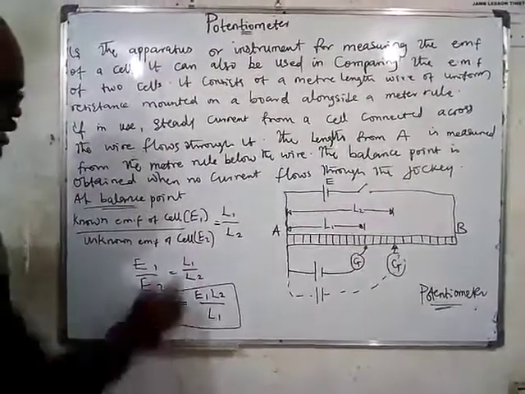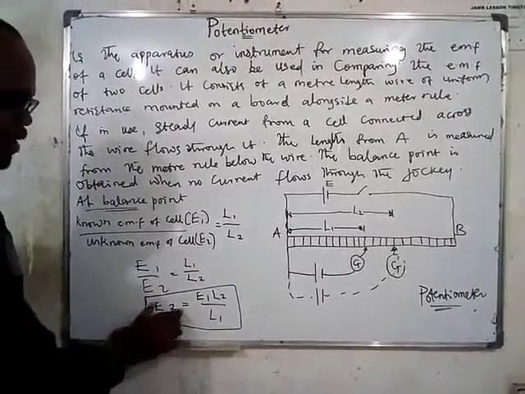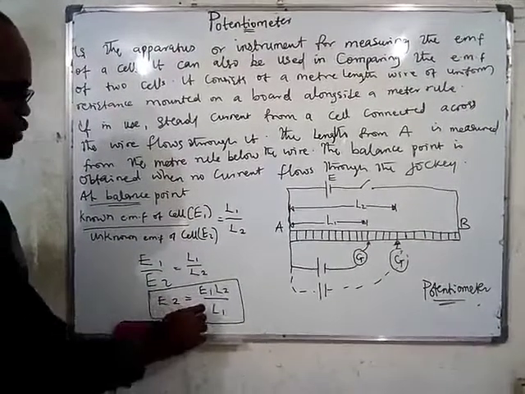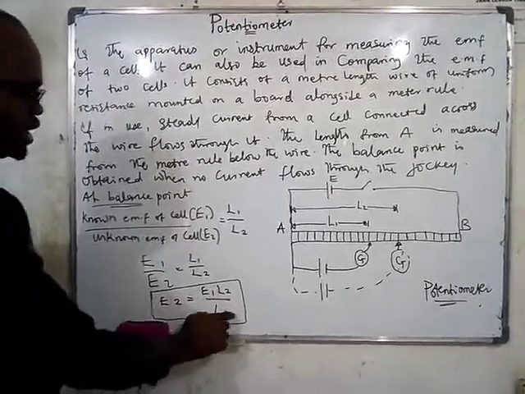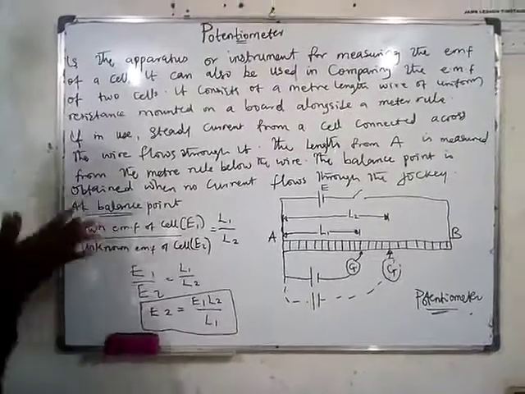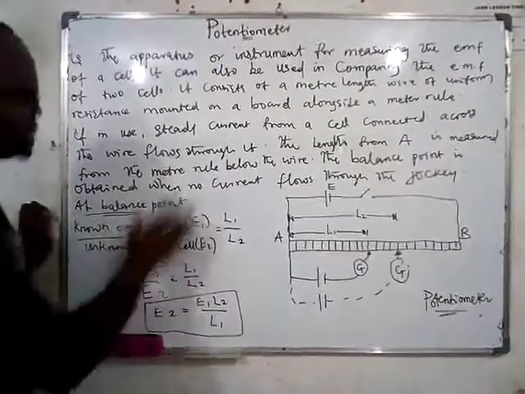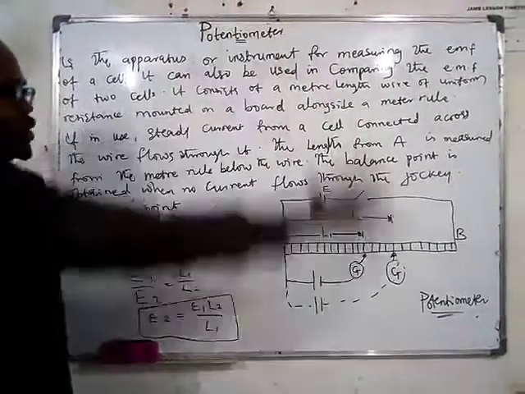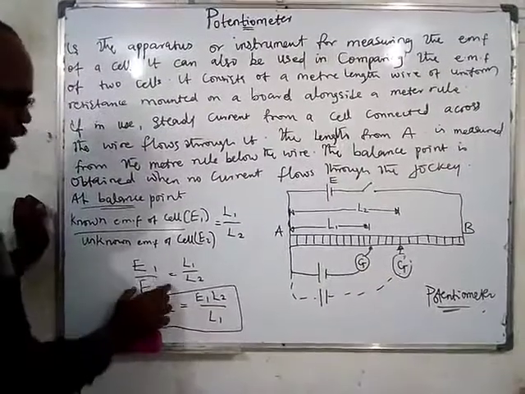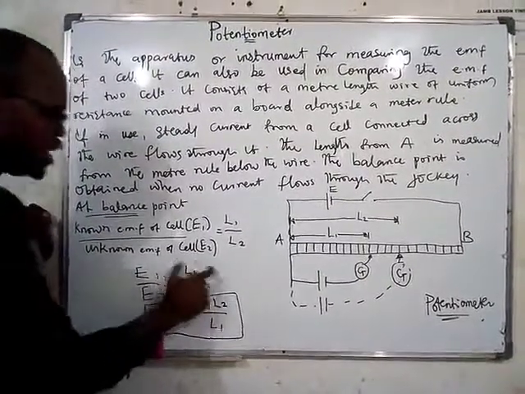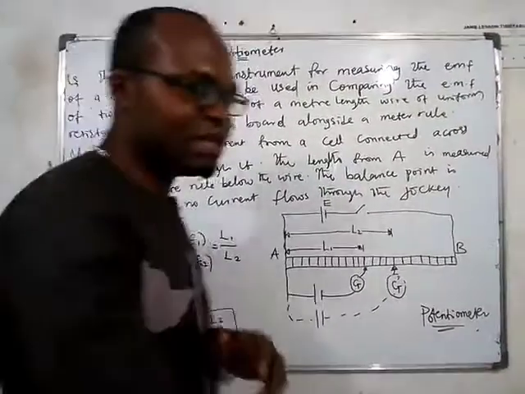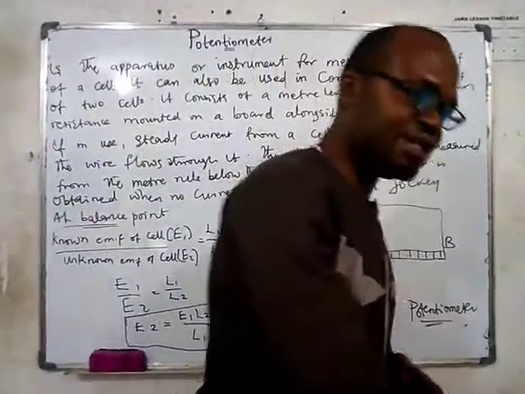Then make E2 the subject of the formula. E2 will simply be equal to E1 L2 all over L1. So simplifying it, at the balance point of the potentiometer, E1 over E2 is equal to L1 over L2. Similar to the calculation we did for the meter bridge, is it not?